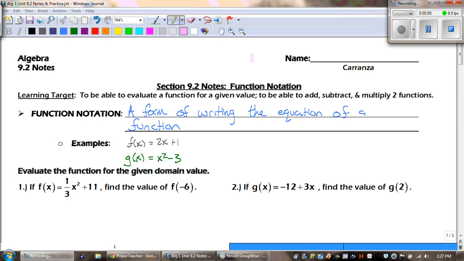Today we're talking about function notation. Our learning target today is to be able to evaluate a function for a given value, to be able to add, subtract, and multiply two functions.